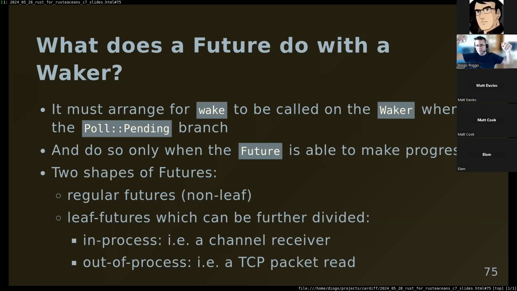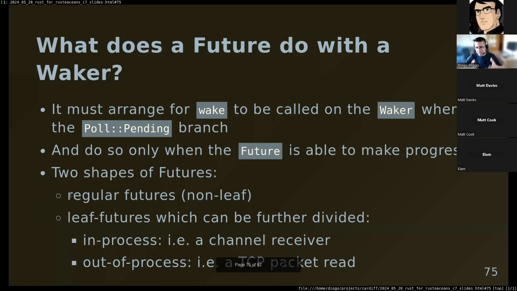If they call a leaf future and the leaf future returns pending, they can just return pending themselves. They don't have to arrange for the wake method to be called, because this arranging has already been done by the leaf future. And if you are not aware of this, it can become really confusing, because we are going to say, well, but where is this happening?